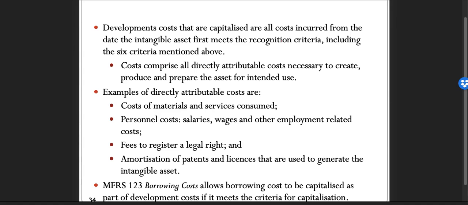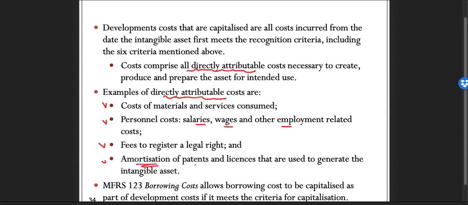Okay, the development costs that are capitalized are all costs incurred from the date the intangible asset first meets the recognition, including the 6 criteria mentioned above. So the costs comprise all directly attributable costs necessary to create, produce, and prepare the asset for intended use. Examples of the directly attributable costs, okay: cost of material and services consumed, so any material during the development; personnel costs that you pay, salary, wages, or other employment costs during the development stage; fees to register legal rights, so any professional fees; amortization of patents and licenses that are used to generate the intangible asset.